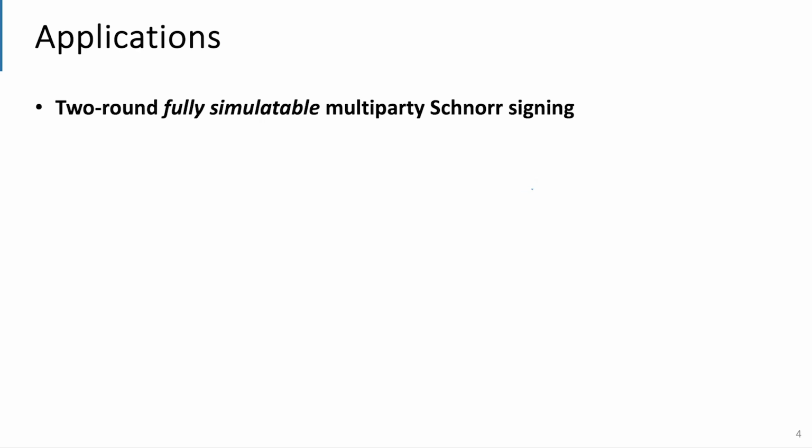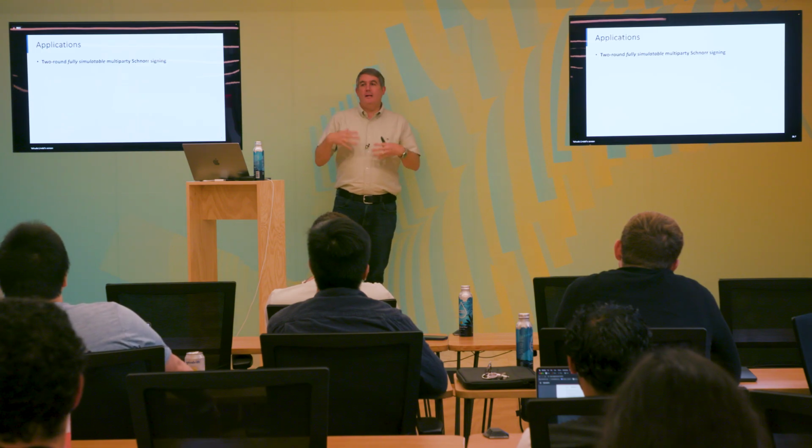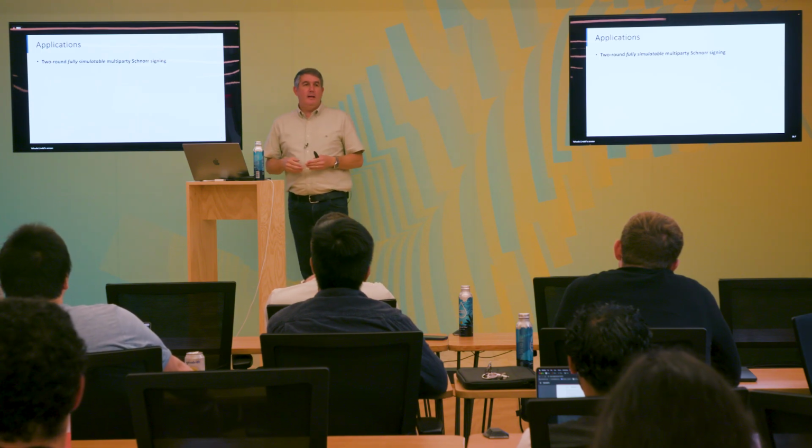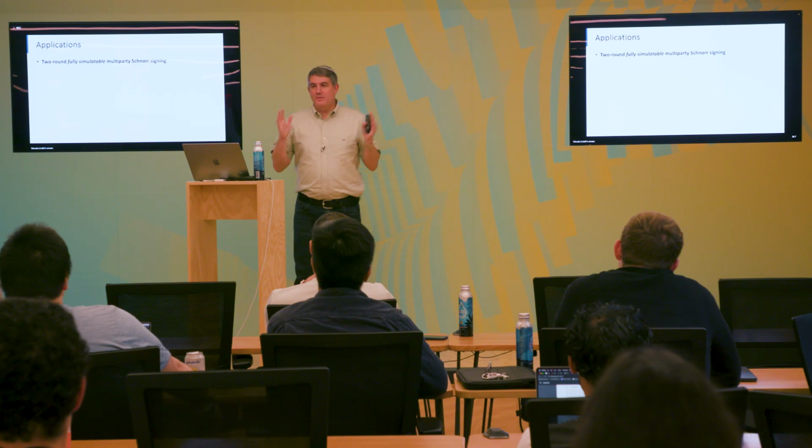But so what? Here are all of the applications that we have for this very, very simple primitive. The first is the two-round, fully simulatable multi-party Schnorr signing. The fully simulatable part is the novel part here, and I'll spend probably about a quarter of this talk talking about simulation-based definitions and why I'm in favor of them and why I prefer them. Part of the reason is because I'm really old, I know that, but I think that actually they have significant advantages and we should consider them.